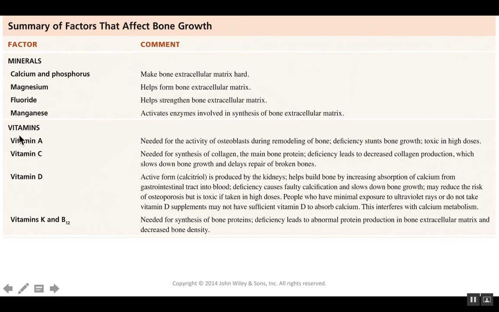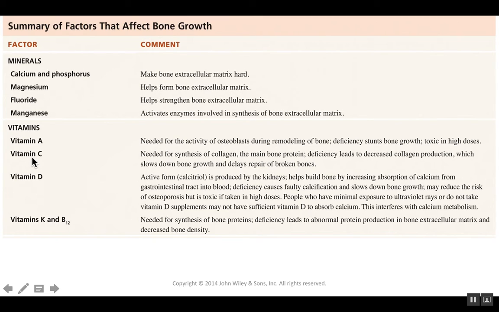So for instance, vitamin A is needed for osteoblast activity. Vitamin A stimulates osteoblasts, so it stimulates their building of the bone matrix. If you're deficient in vitamin A, this can actually contribute to stunting bone growth. Too much of it, though, can be toxic.